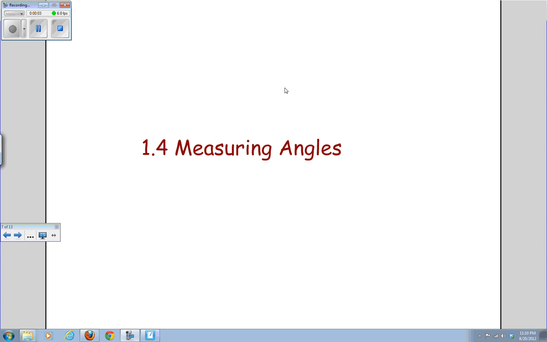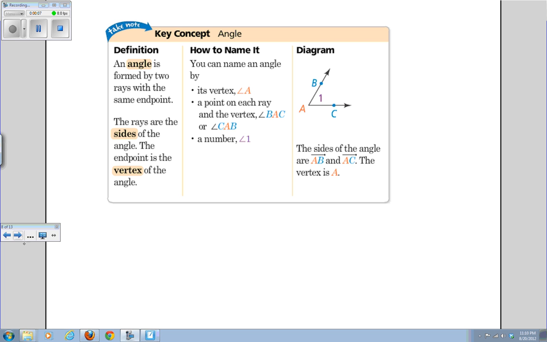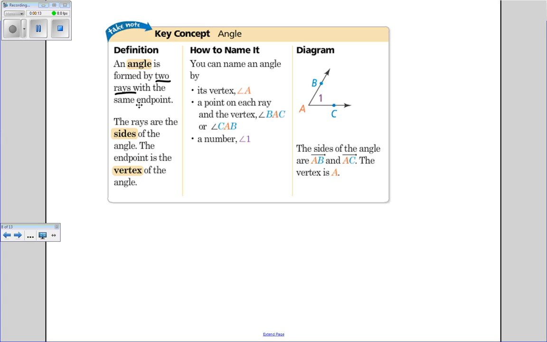Alright, what we're going to do now is section 1.4, which works with measuring with angles. First we need to know what an angle is. An angle is formed by two rays that have the same end point. So your rays are called the sides of your angle, and the end point is called the vertex. If you look over here at our angle, we have ray AB and ray AC. Those are your sides, and your vertex is that point right there, A.